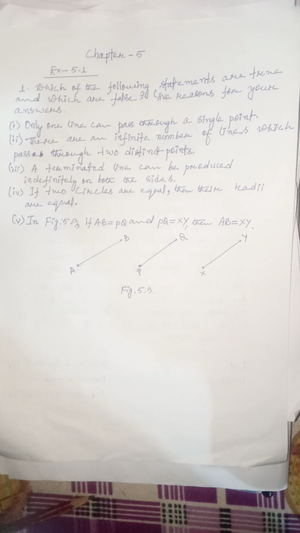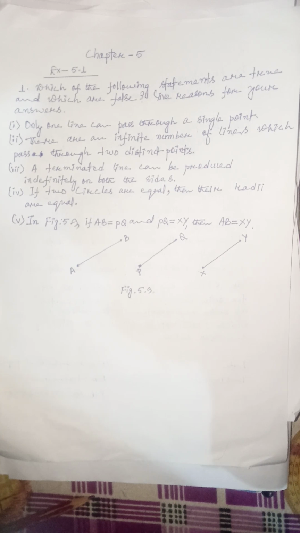In Roman number 2 we have: there are an infinite number of lines which pass through two distinct points. We have to state why it is true, or if it is false, then we have to state the reason for that, right? Likewise, up to Roman number 5 we have to state it, and after this our problem will be over. Now let us begin with the first one, that is, only one line can pass through a single point.